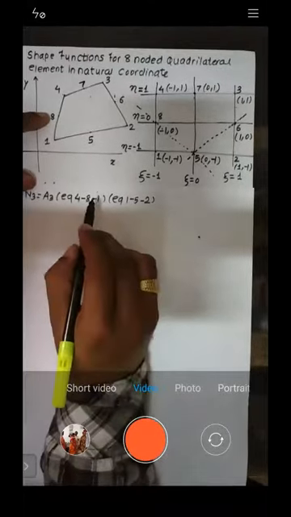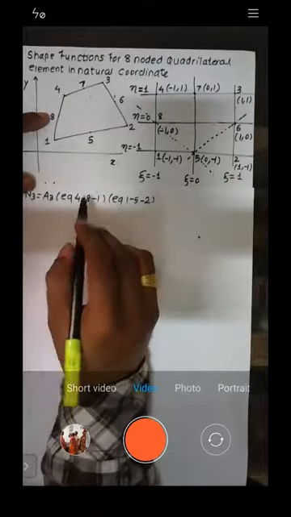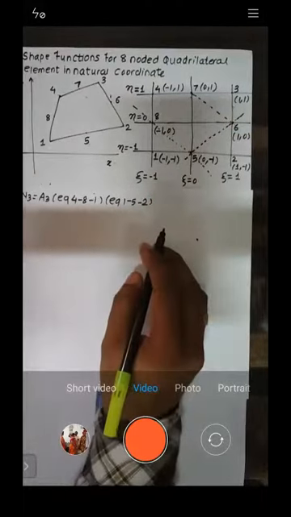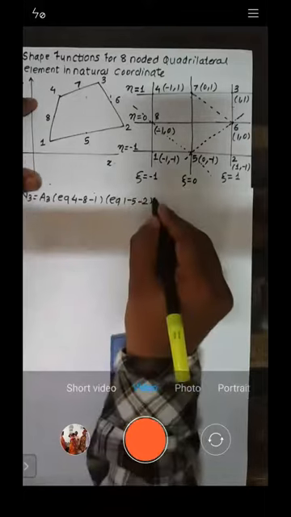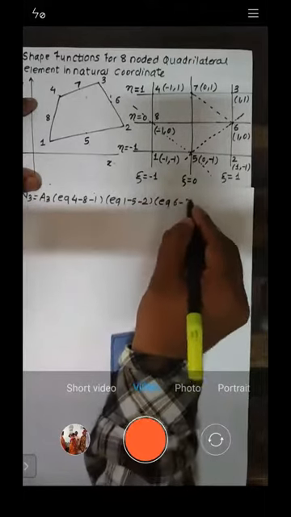6 is not covered. 7 is not covered. 8 is covered. So 6 and 7 are not covered, so I need to join those with the help of a line. I will join node 6 and 7 with a line, so I will write down the equation of 6, 7.